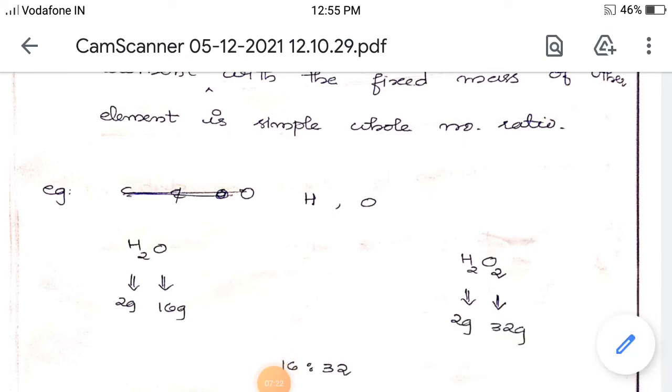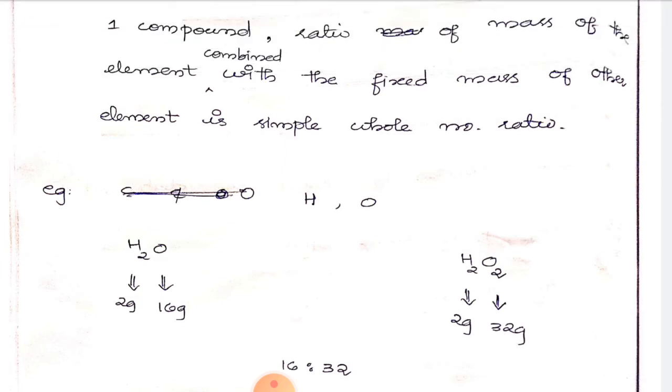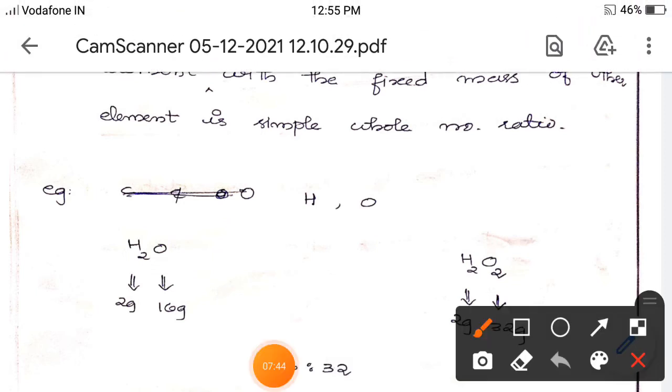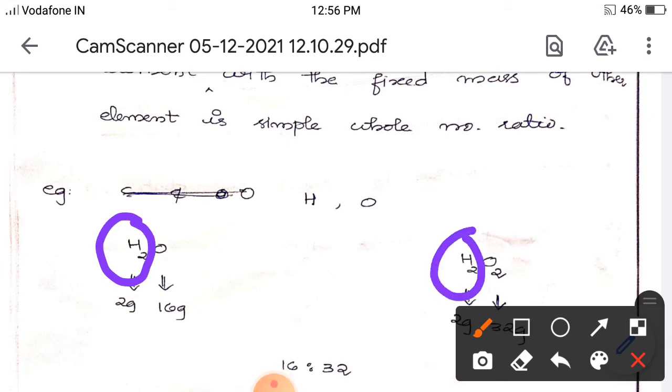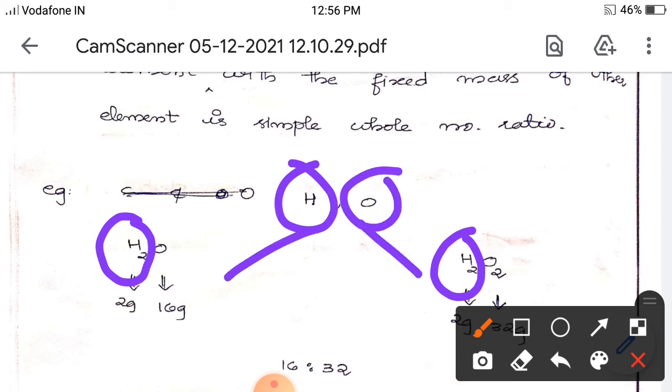Here 2 gram hydrogen and oxygen is 32 gram. That is, atomic mass of oxygen is 16 into 2, 32. And if we are considering the ratio of masses of element combined with the fixed mass of other element, which is the fixed mass here? Can you say which is the fixed mass here? That is, here H2 is the fixed mass. In this, hydrogen and oxygen combine to form two different compounds, that is here water and H2O2, hydrogen peroxide.